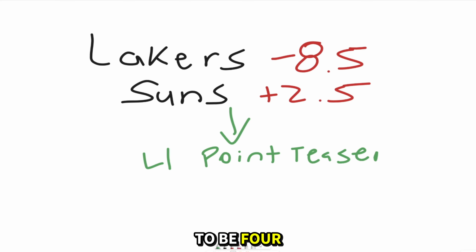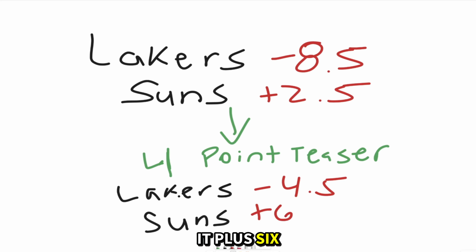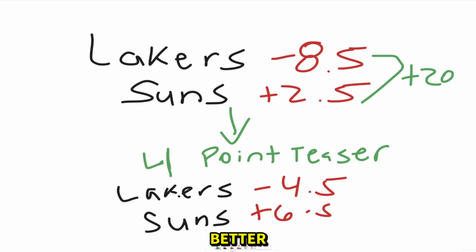It doesn't have to be 4 points. We could do a 5-point teaser. We could do a 6-point teaser, but for this case we're going to do a 4-point teaser. And what happens is we're going to get the Lakers line at minus 4.5, and then we're going to get the Suns line at plus 6.5. So if we were to play both these lines together in a parlay, we might get around, or a little better, plus 200 odds, depending on what the odds are originally.